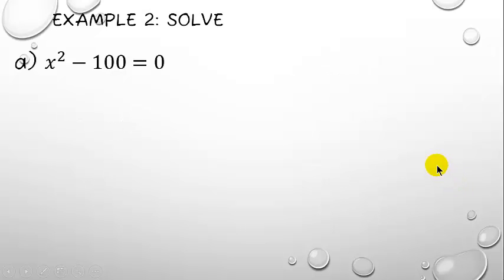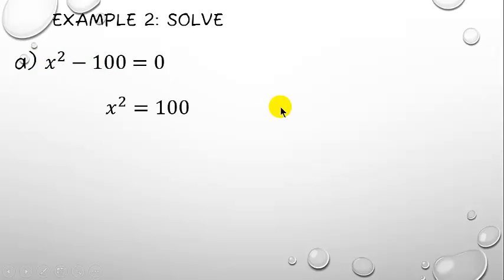Okay, example 2. X squared minus 100 equals 0. It doesn't look like the form ax squared equals c that we talked about earlier, but if we do some manipulation, we can get that to look the same. So we want the x squared by itself. So let's get rid of this 100.